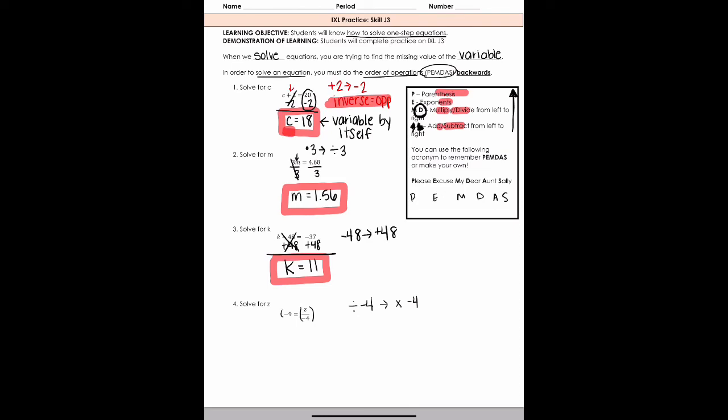I like to multiply by putting a little parenthesis with the number next to it, -4. So the -4s cancel out, and on the right side, I'm going to bring down the z. And on the left side, I have -4 times -9, which is positive 36. So z equals positive 36. And that is how you solve equations with one step.